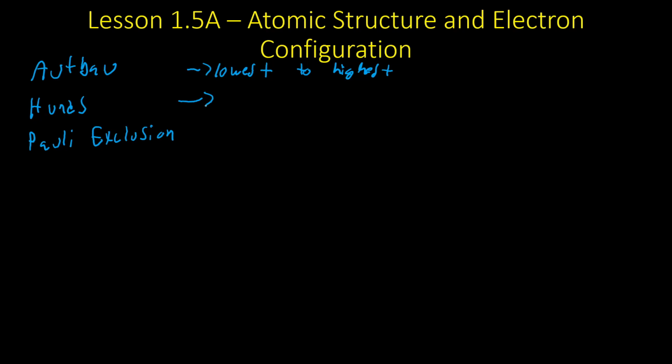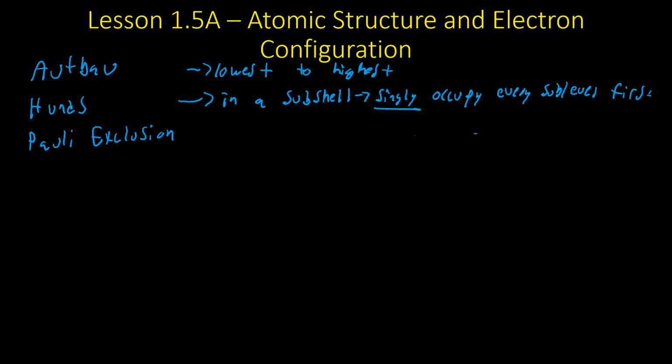Hund's rule says that when you're working in a subshell, you need to singly occupy every sublevel first. What this means is, if I had the 2p region, shown as a box with 3 sublevels, and we're trying to fill this up, let's say with 4 electrons in total, I would put 1 electron here, 1 electron here, 1 electron here, and then the second electron in this first one. That's the exact order it has to be filled in.